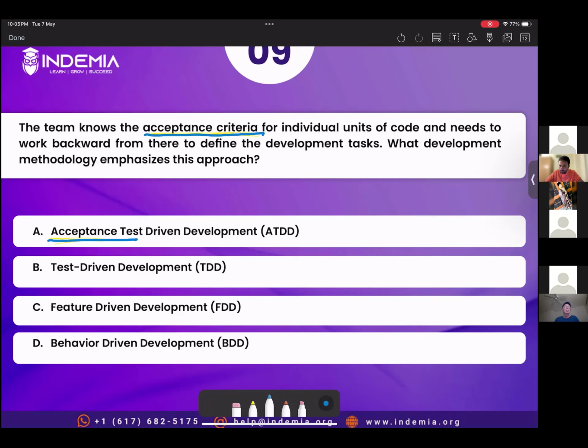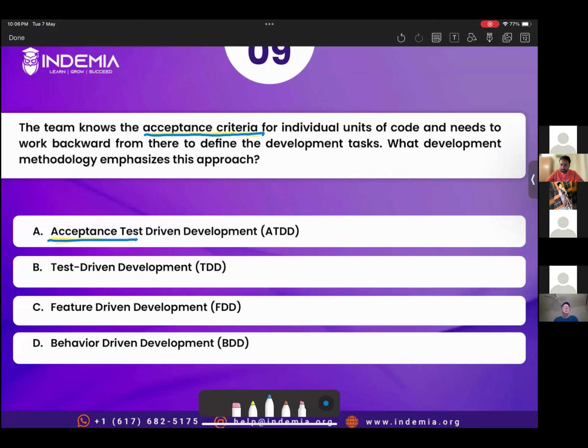Yusuf, you have chosen option A. Actually, I'm not experienced in software engineering, but I remember one day I read about this, that it's used for backward. There's a word here, backward, from the define development task. So it's based on no experience and very shallow knowledge background. All right, thank you.